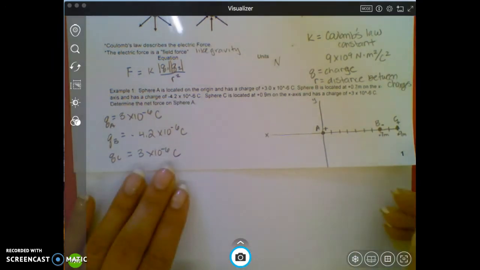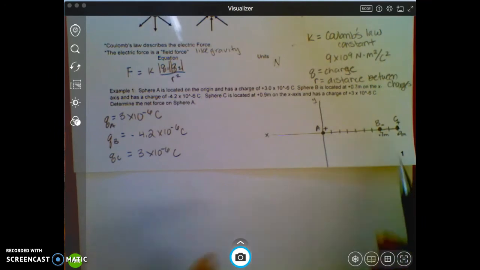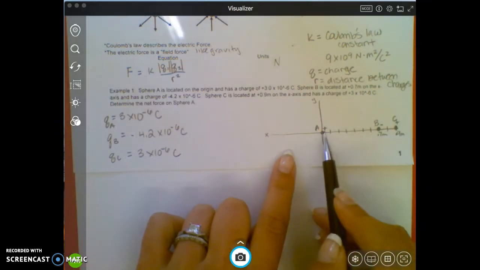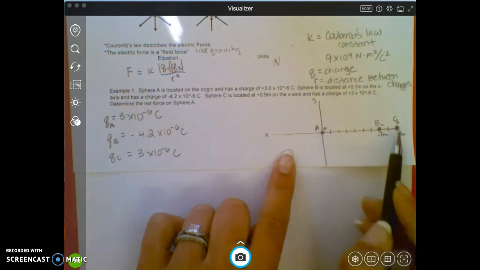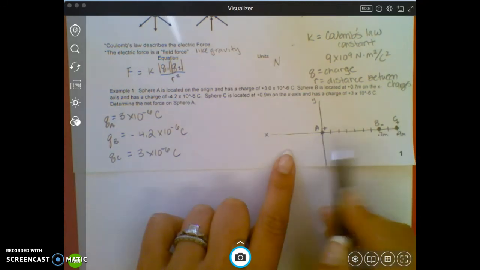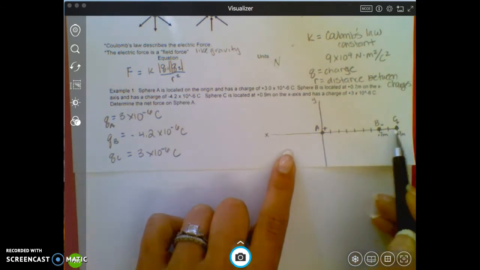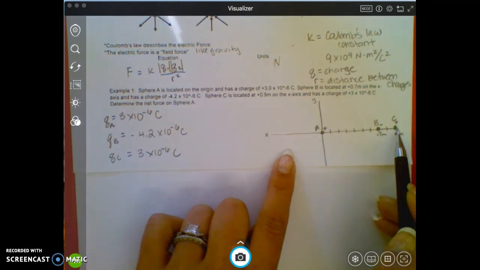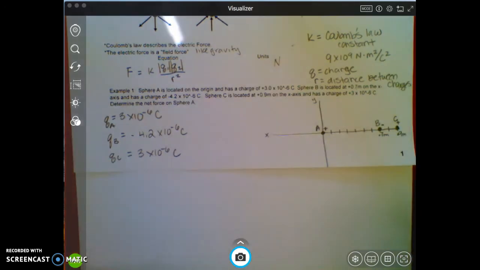Okay, so now I have my picture. Before you start, what I want you to think about is that A and B are attracting each other because they're opposite. A and C are repelling each other because they're like charges, they're both positive. And B and C are attracting each other because they're opposites. You should just keep that in mind of what's going on with the forces.